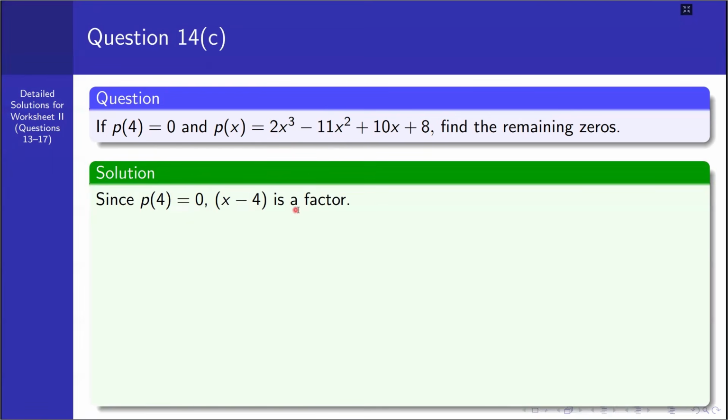x minus 4 is a factor of this polynomial function. Therefore, 2x cubed minus 11x squared plus 10x plus 8 can be expressed as (x minus 4) times a quadratic expression. This quadratic could be obtained by dividing this cubic polynomial function by x minus 4. This is already the quotient.